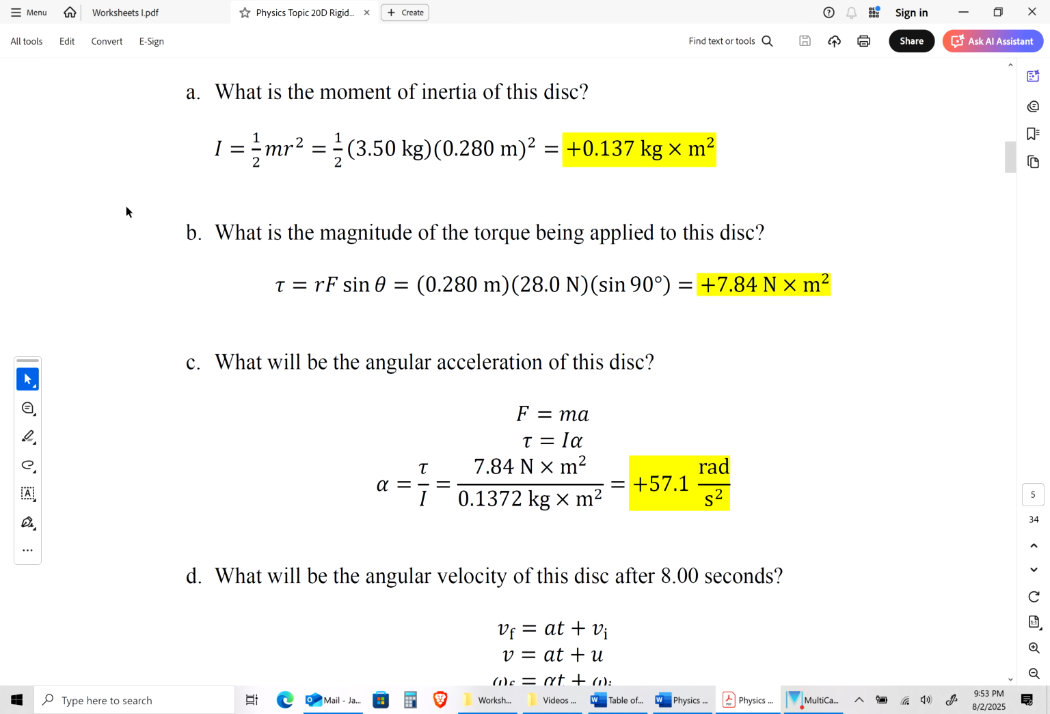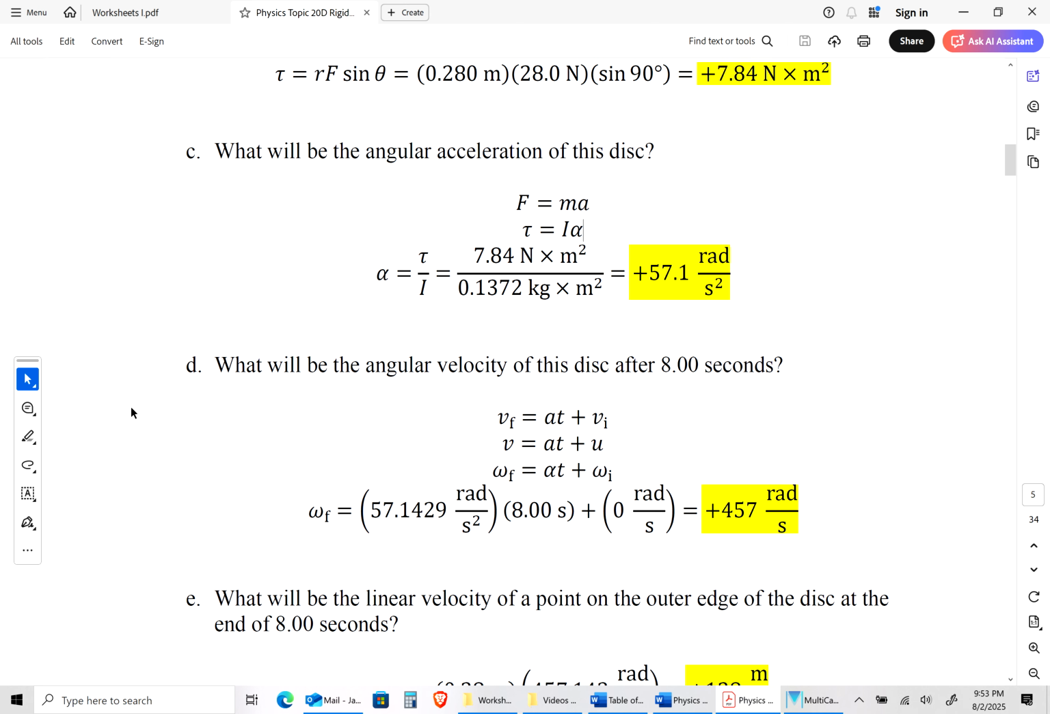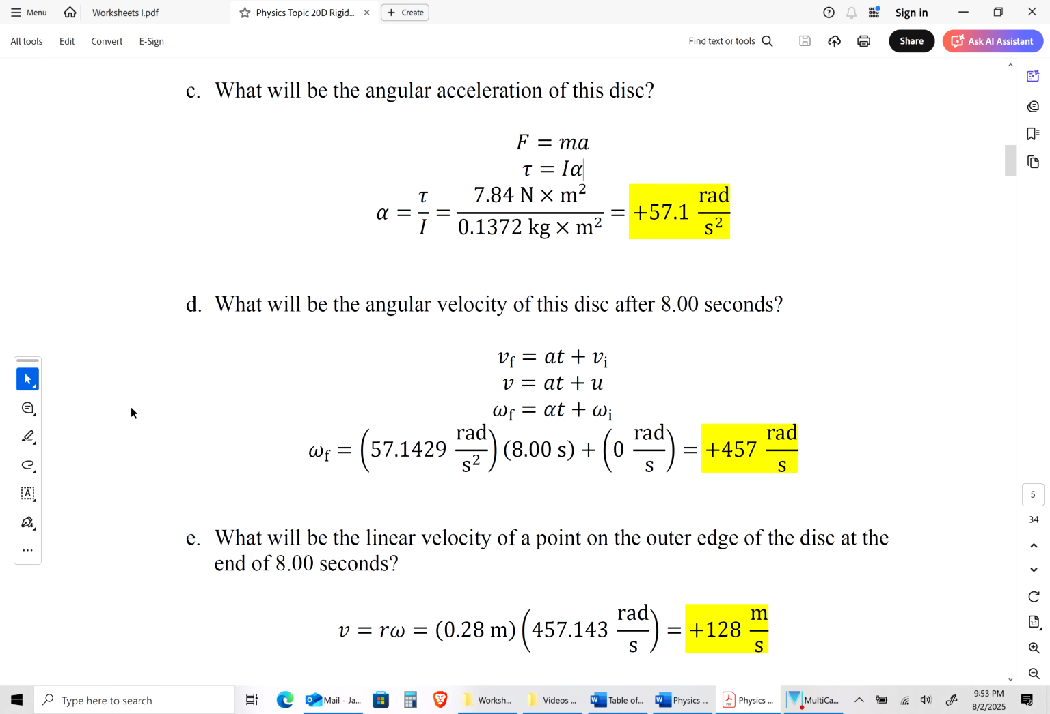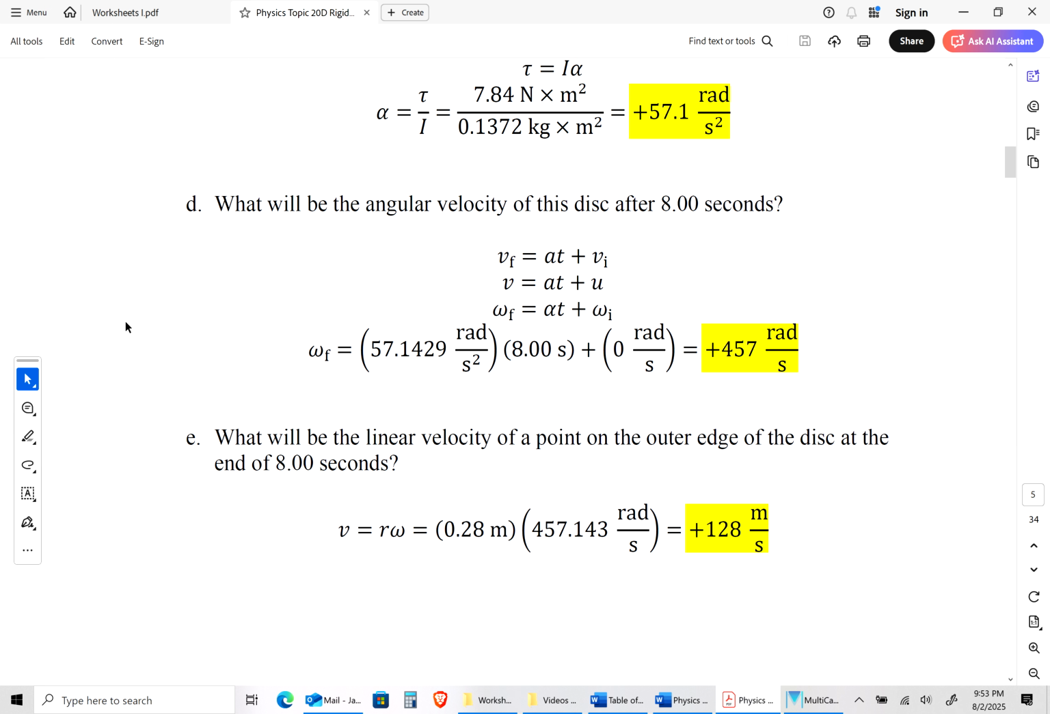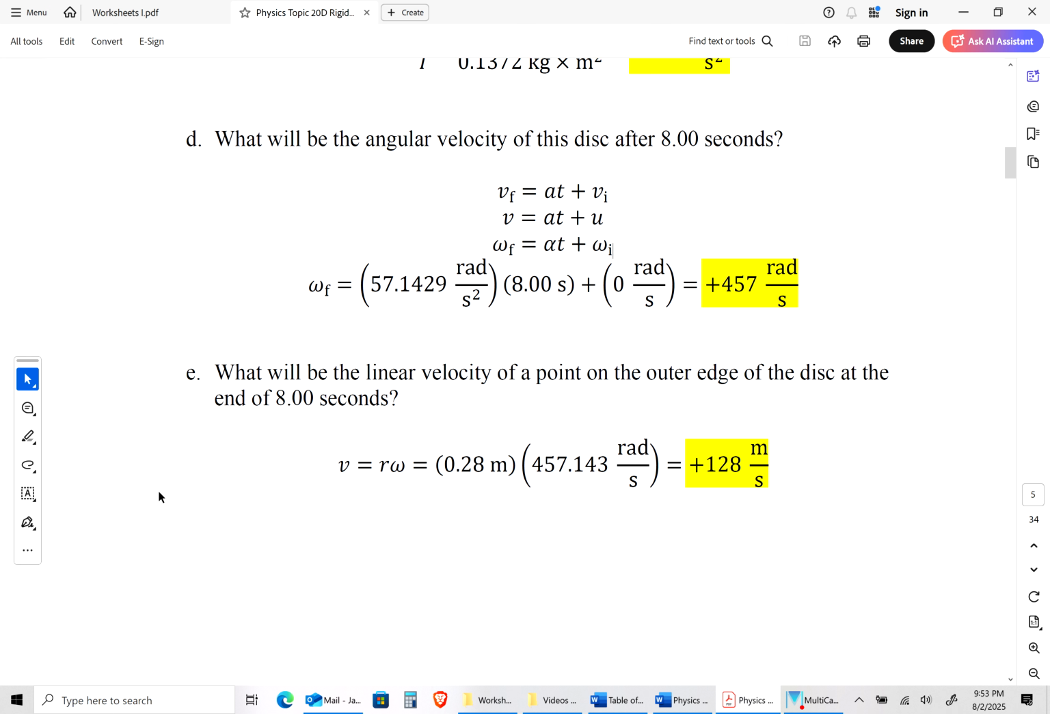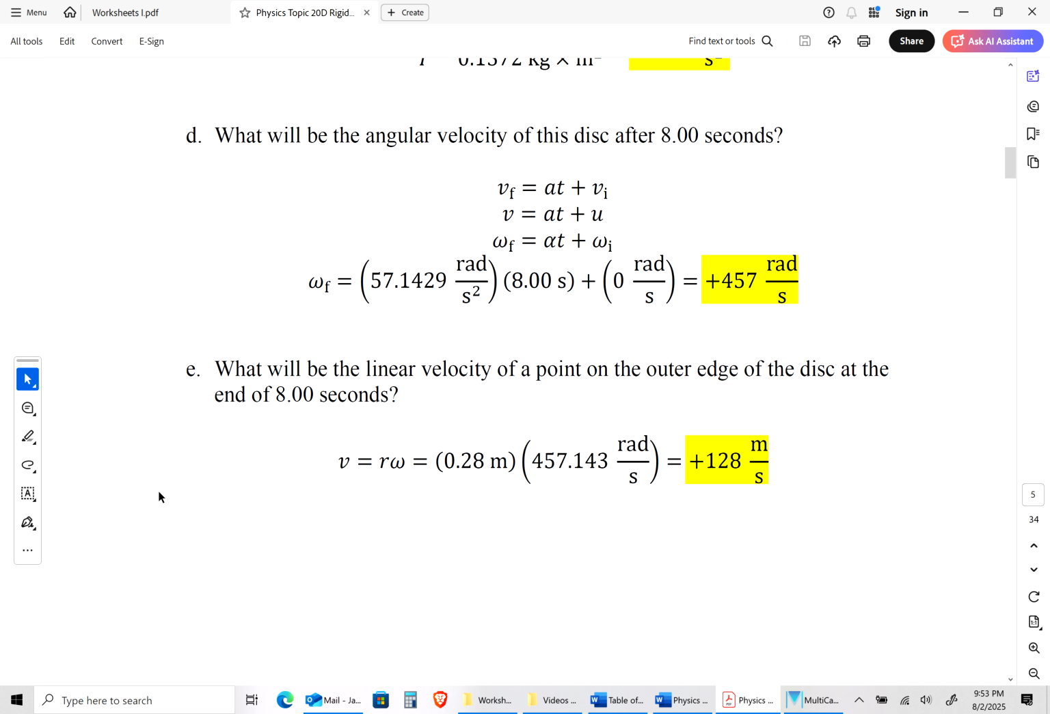Part C, what will be the angular acceleration of this disk? Remember, torque is equal to I alpha, so let's just solve for alpha. Part D, what will be the angular velocity of this disk after 8 seconds? So this is a Suvat equation from linear motion that becomes an equation for angular motion. Part E, what will be the linear velocity of a point on the outer edge of the disk at the end of 8 seconds? V equals R omega.